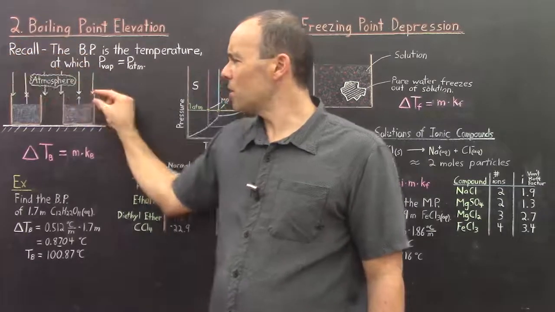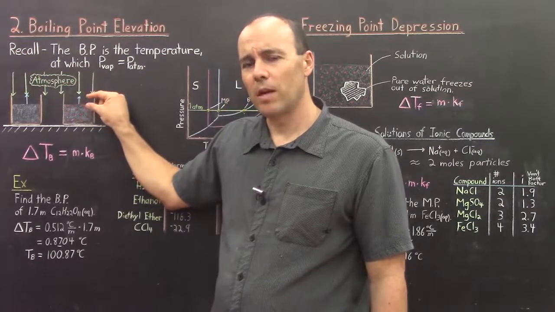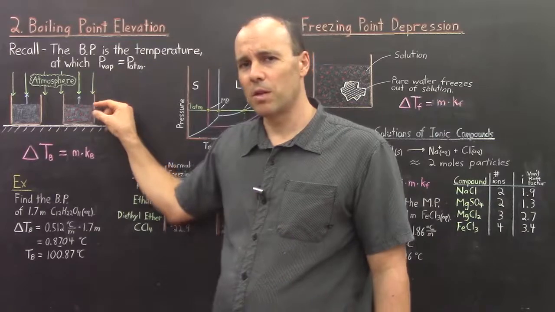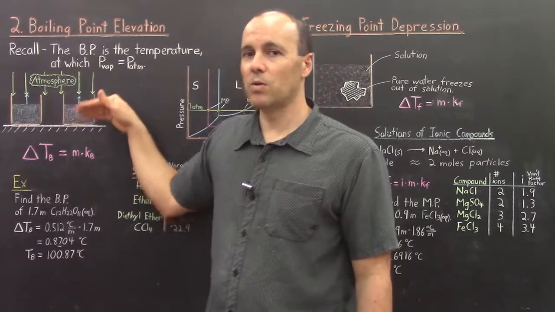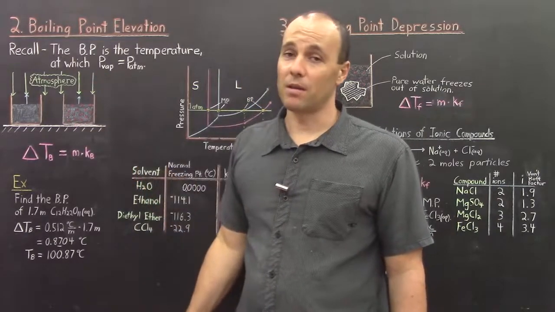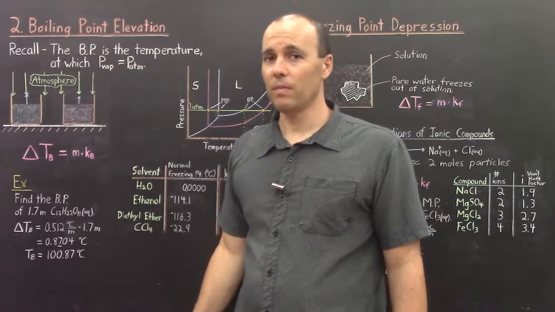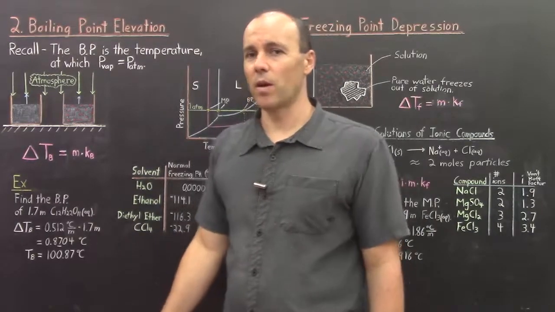But the solution will have a lower vapor pressure than that, and it won't be boiling yet. Its vapor pressure will still be smaller than 1 atmosphere. To make it reach 1 atmosphere, we have to heat this one up a little bit higher. And that's why the boiling point is higher for a solution. Now we can see this effect on the phase diagram of a substance as well.